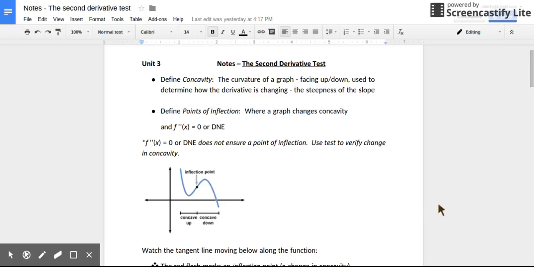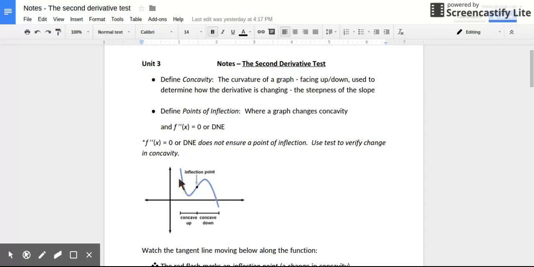In this video, I'm going to be explaining how to use the second derivative test to talk about intervals on a graph that may be concave up or concave down, or points on a graph where we may change concavity. First, let's talk about what concavity is. Concavity is explaining the curvature of a graph.